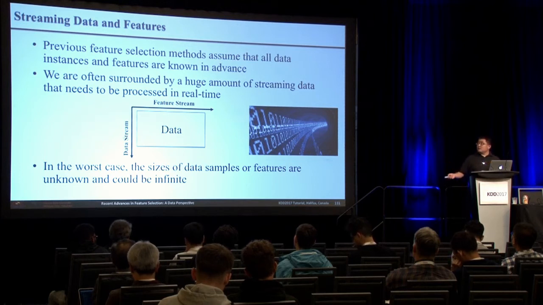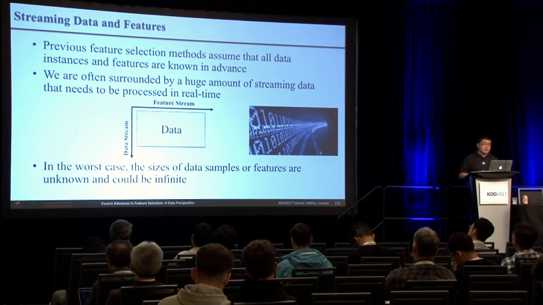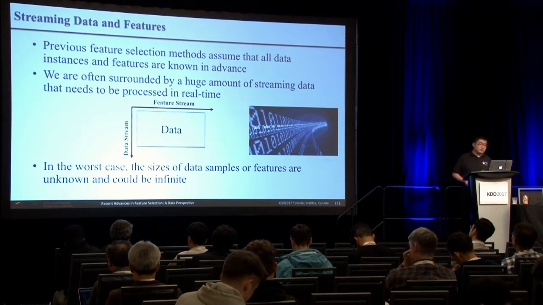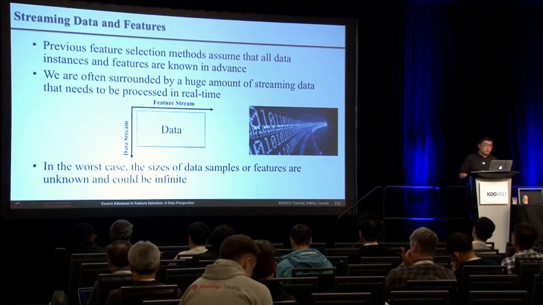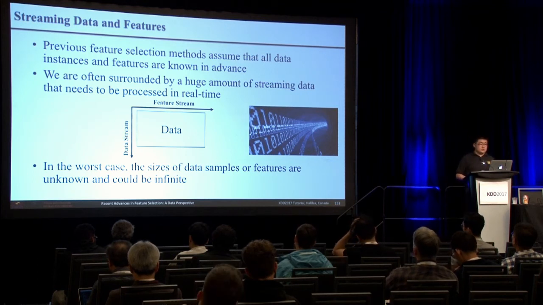If we use a matrix to represent the data, the matrix can be expanded in two dimensions. Both the feature numbers and the data sample numbers can increase. And in the worst case, the number of data samples or features can be infinite.